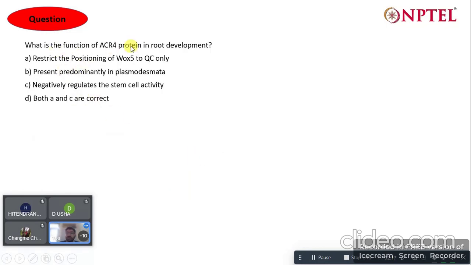So what is the function of ACR4 protein in the root development? So it restricts the positioning of VOX5 to QC only. It is present predominantly in plasmodesmata. It negatively regulates the stem cell activity, or both A and C are correct. Can anybody take a guess? So option D is correct.